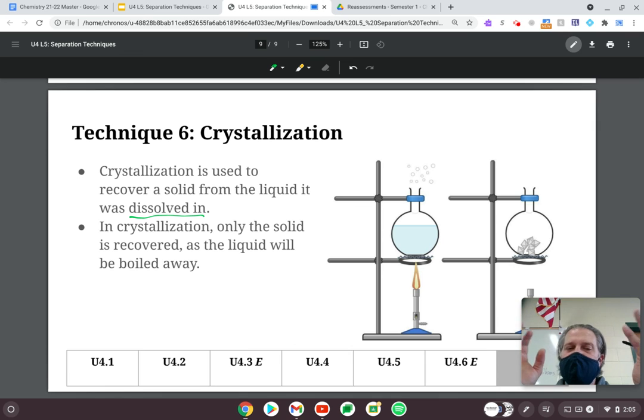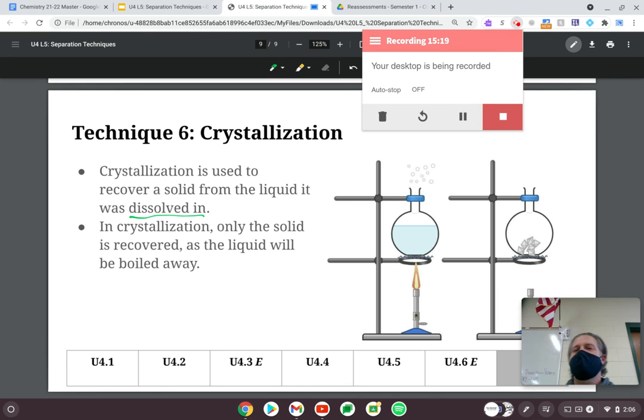Any questions about the 6 different types of separation techniques? Excellent. Okay. So you are going to end up using a couple, probably not all, but a couple of those techniques in your lab that we are going to start in about 5 minutes.